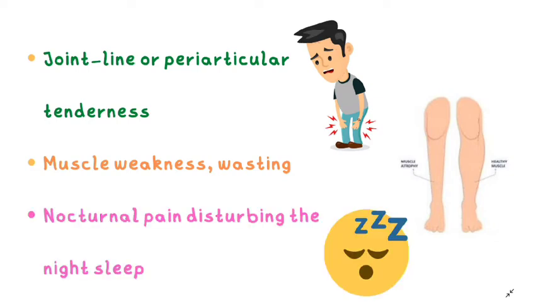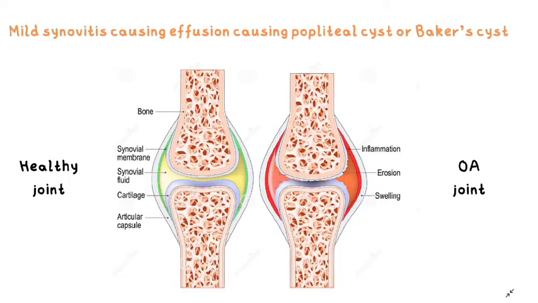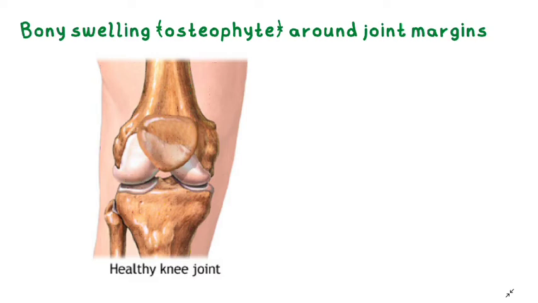Sometimes there may be troublesome nocturnal pain disturbing the night sleep. No or only mild synovitis causing effusion, causing popliteal cyst or Baker's cyst, a fluid-filled cyst that causes a bulge and a feeling of tightness behind the knee in popliteal fossa. Bony swelling or osteophyte around the joint margins.